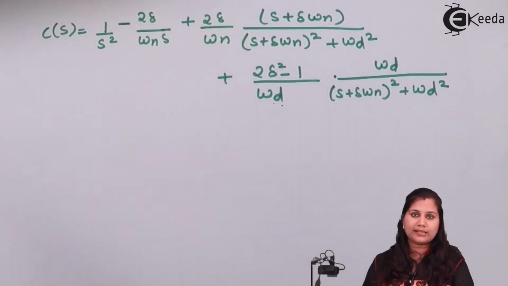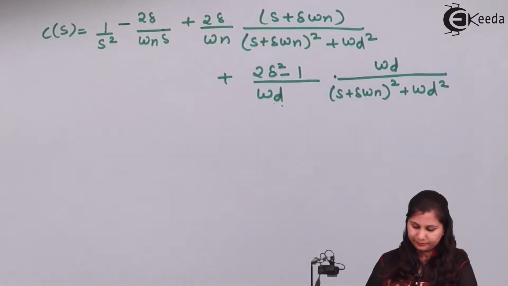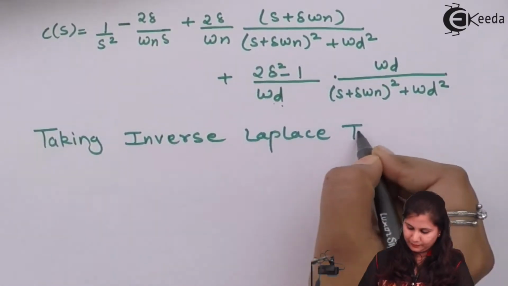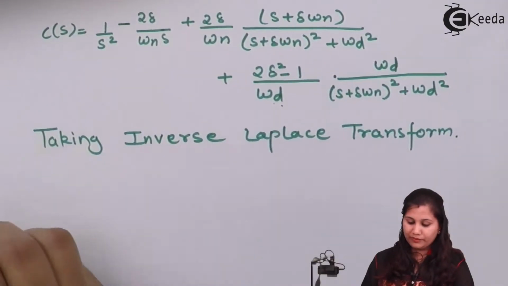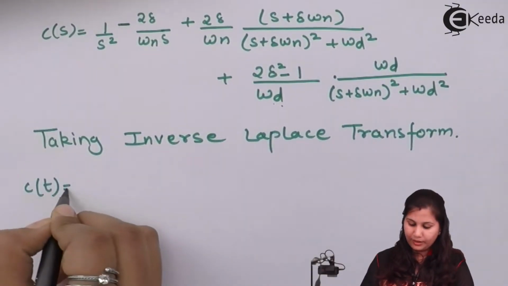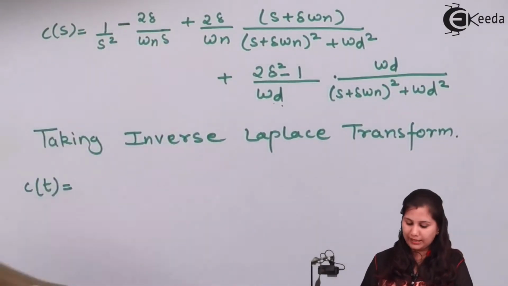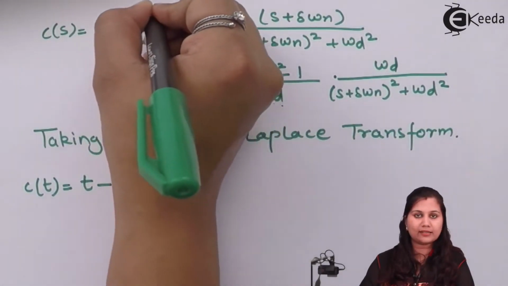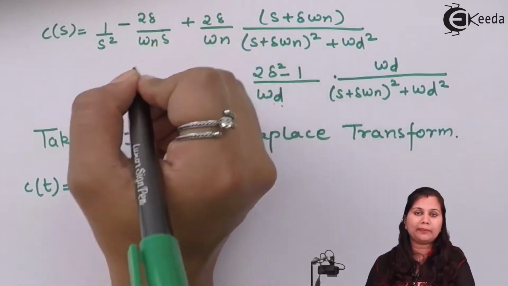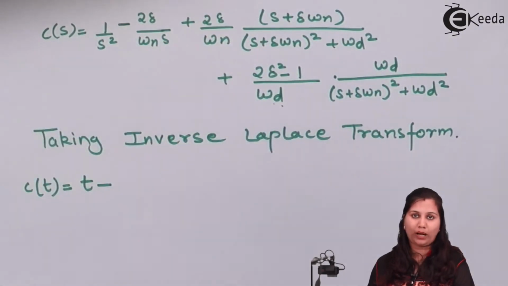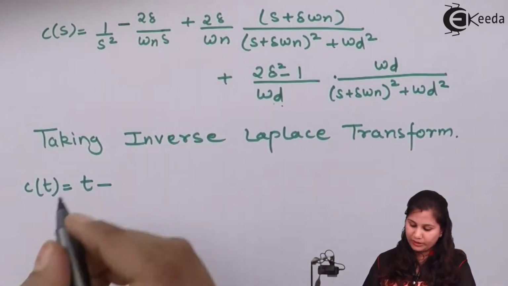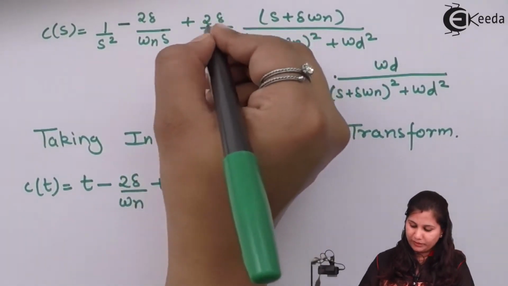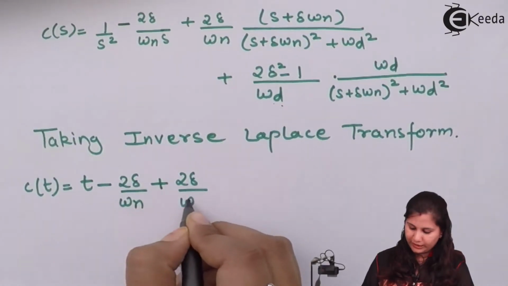Now we will take the inverse Laplace transform of this C(s). So we will get c(t). This is 1 upon s square, so its inverse Laplace transform will be t. Then minus, this is 2 del upon omega n, it is a constant, and this is 1 by s. So 1 by s, its inverse Laplace transform will be 1 because it is a unit step function. So it is minus 2 del upon omega n. Then plus 2 del upon omega n, it is again a constant, so written as it is.